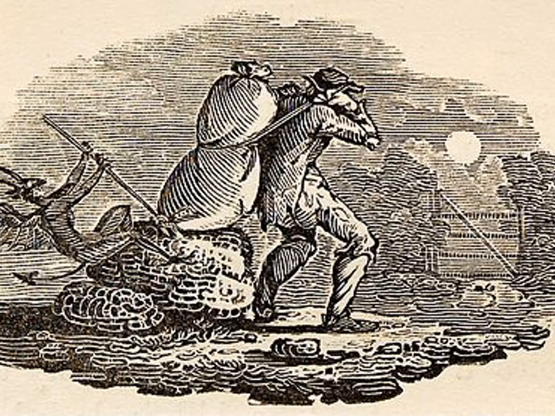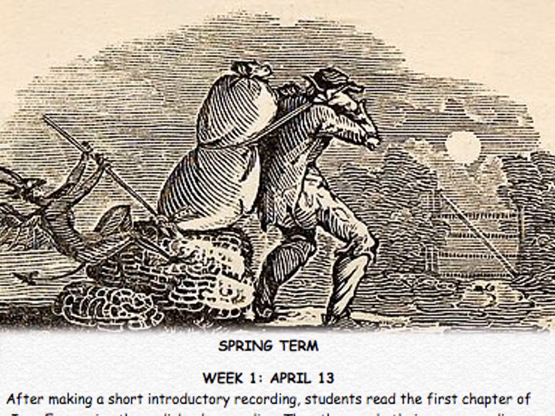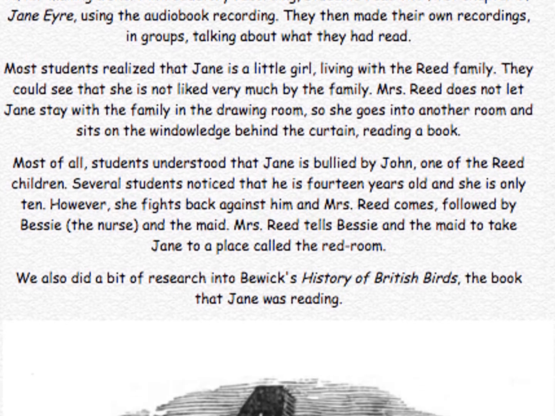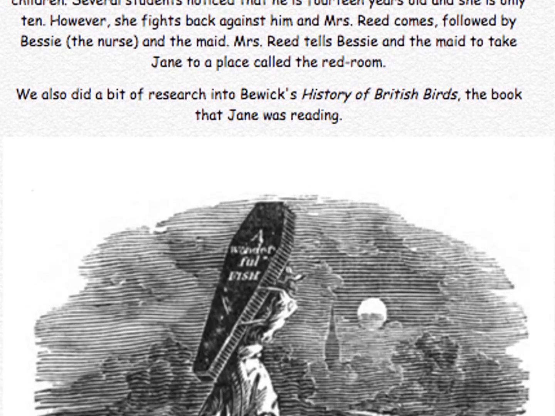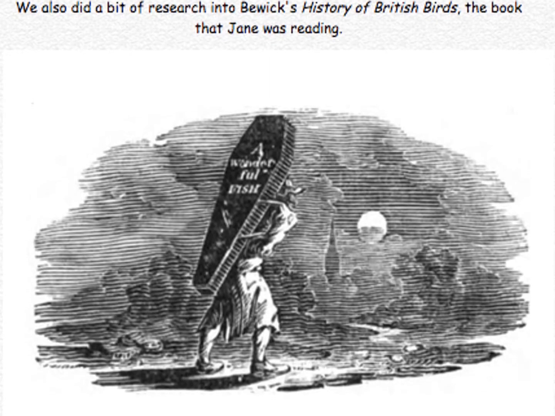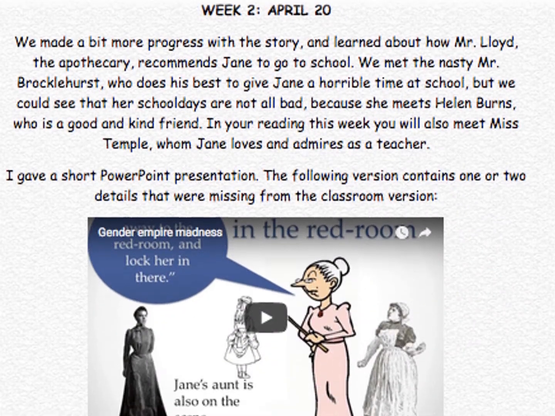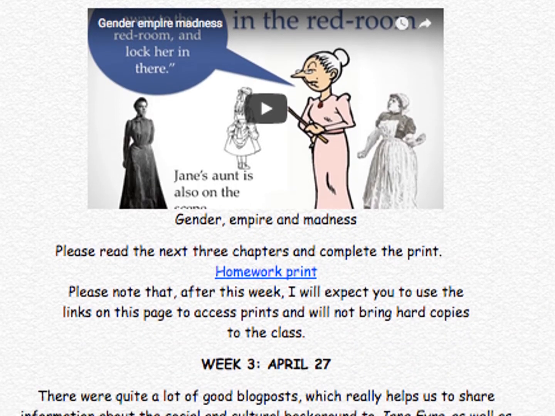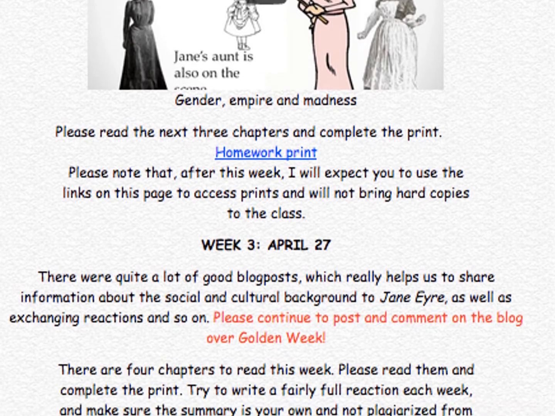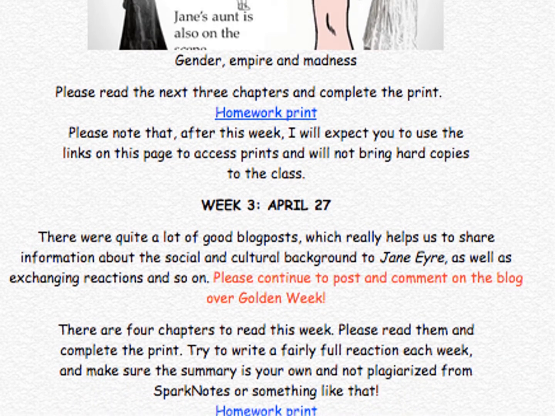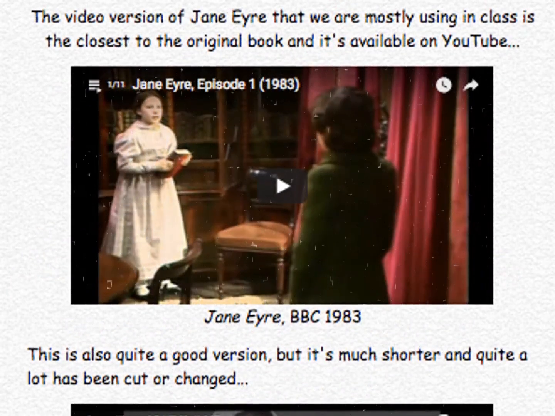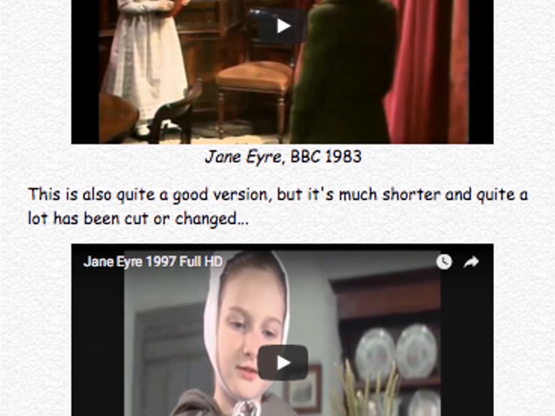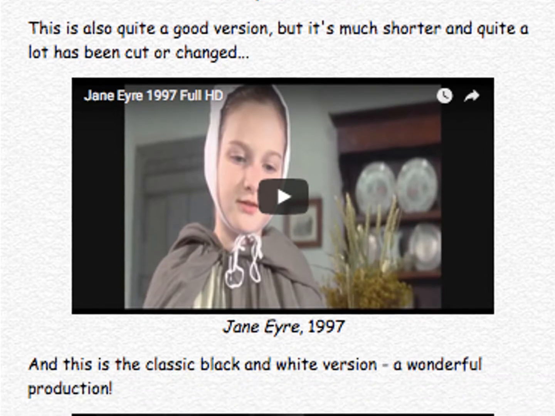And there was a course webpage, which was effectively like a kind of diary, so that I would be putting up every week the things that they've done in the course. Like we looked at Bewick's English Birds because that was what Jane's reading at the beginning of the novel, and the odd PowerPoint presentation for them. That one's on Gender, Empire and Madness, homework prints. Basically they could go to that page and they could just get all the materials related to the course. So it's a bit like a sort of focused textbook in a way for the course. Movie versions and things like that.